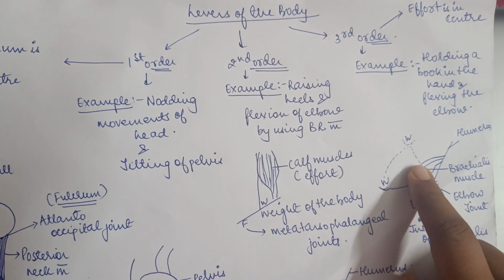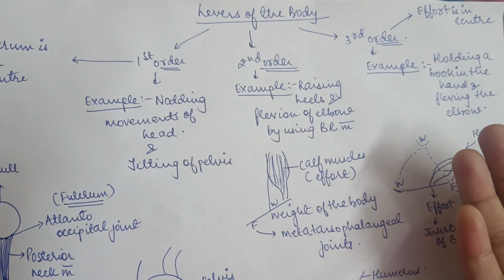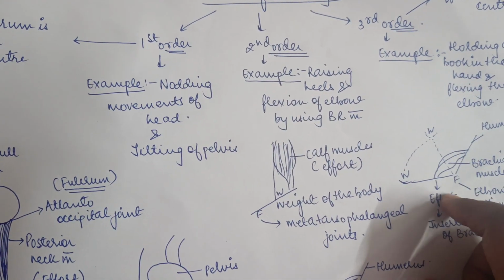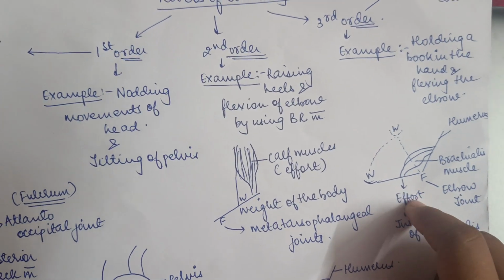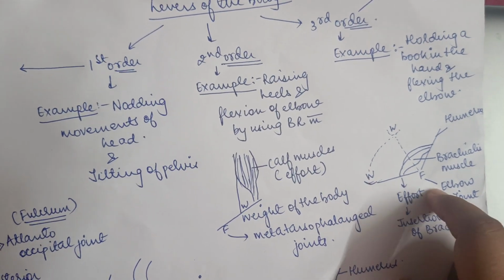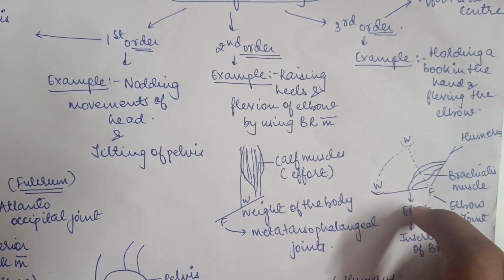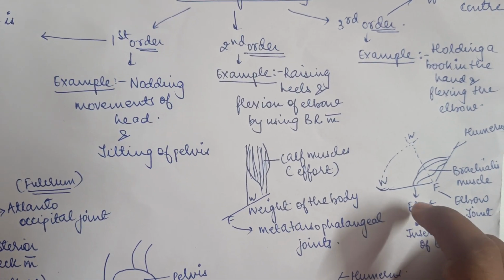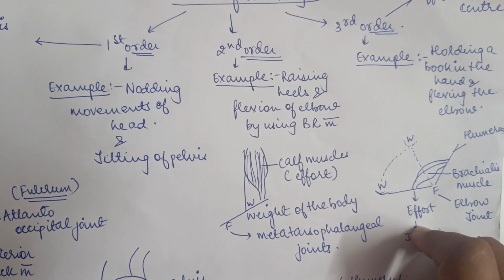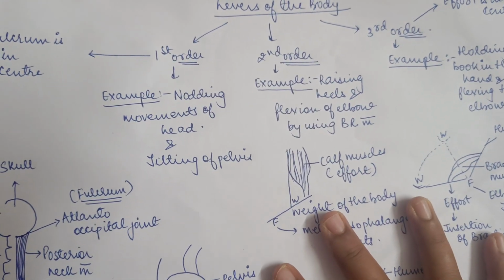So the last example, which is the example of third order lever, is for example you hold a book in a hand and you flex your elbow. At that time you are taking the brachialis muscle into consideration in this example. So what happens is the weight in the hand will become your weight, the fulcrum will be your elbow joint and the effort will be applied by the insertion of the brachialis muscle. So the effort lies between weight and fulcrum, thus it is said to be the third order lever. So these are the few examples of anatomical levers in the body.